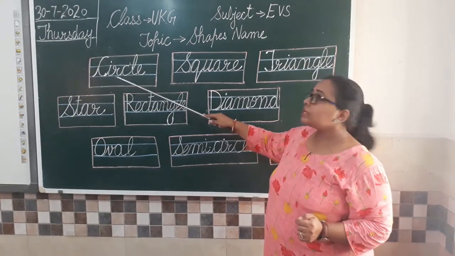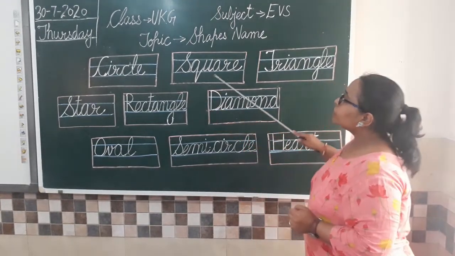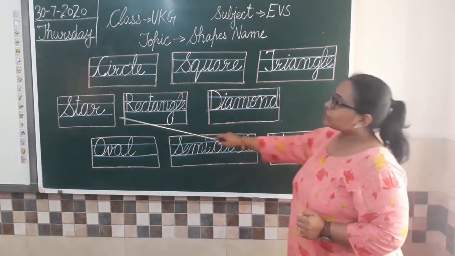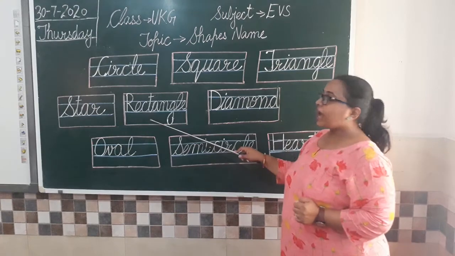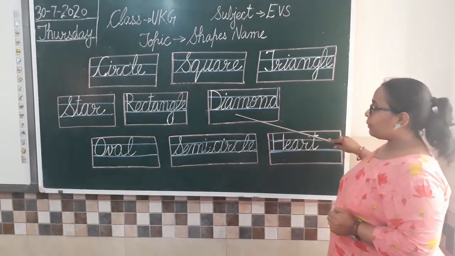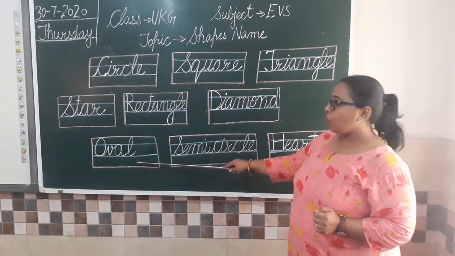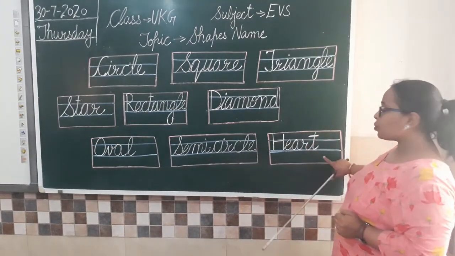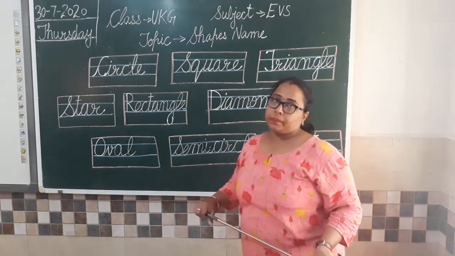Which shape is this? Circle. Square. Triangle. Star. Rectangle. Diamond. Oval. Semicircle. And the last one is heart shape.